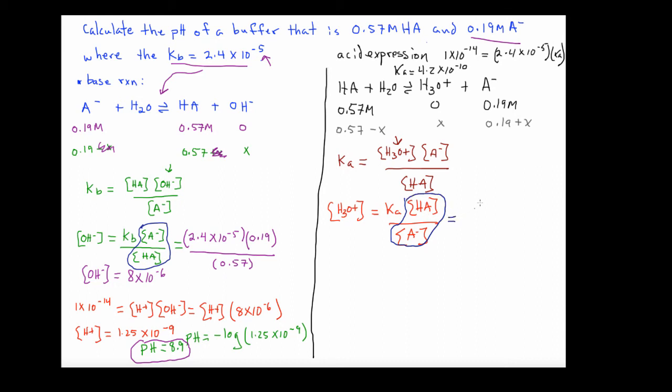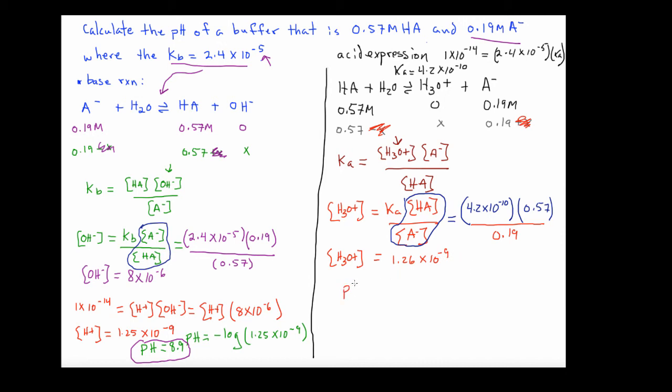Now I can go ahead and plug my numbers in. So we're going to have 4.2 times 10 to the minus 10th, and then my HA is going to be 0.57. Again, we're neglecting the X. All right, and then this is going to all be over 0.19. So my H3O plus concentration is going to be 1.26, which is very close to the other value, times 10 to the minus 9th.